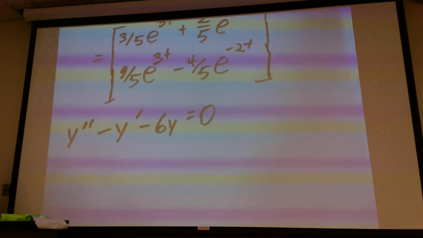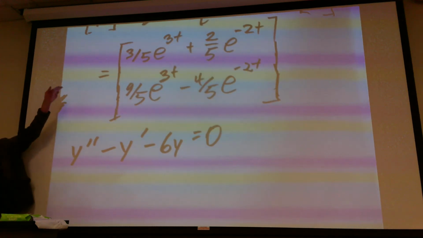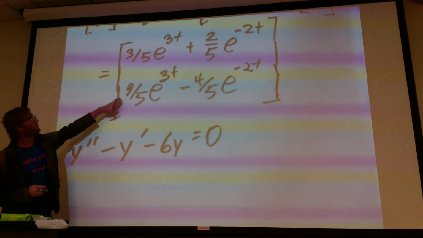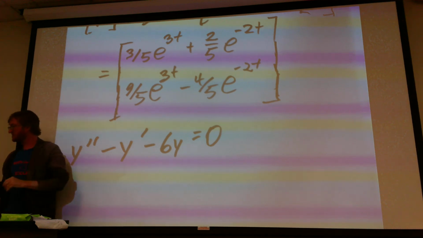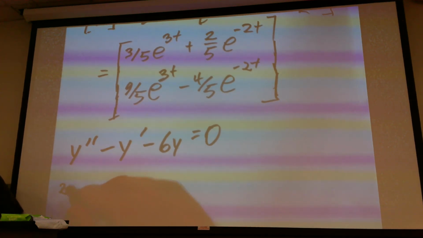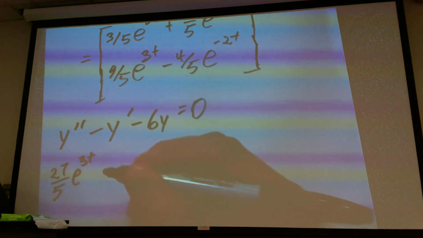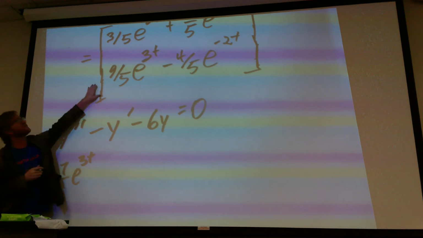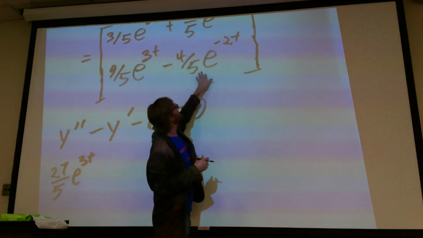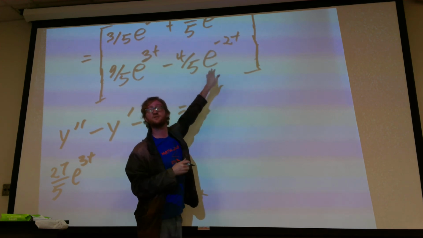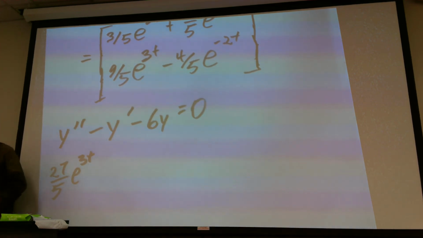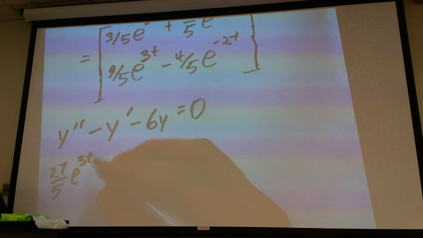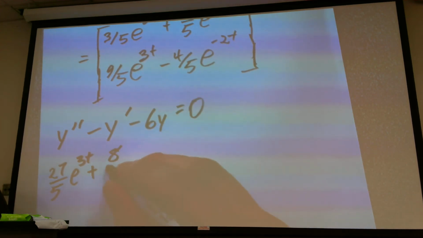Okay. So we're talking about that top y. So if I talk about y prime, y prime is going to be 9, y prime prime is going to be 27. So that's going to be 27 divided by 5 e to the 3t. Okay. All right. Now this next one, we're talking about the second derivative. This is the first derivative right here. If I take the derivative of this guy again, it's going to spit out another negative 2, turning this into a positive 8. So that's plus 8 divided by 5 e to the minus 2t.